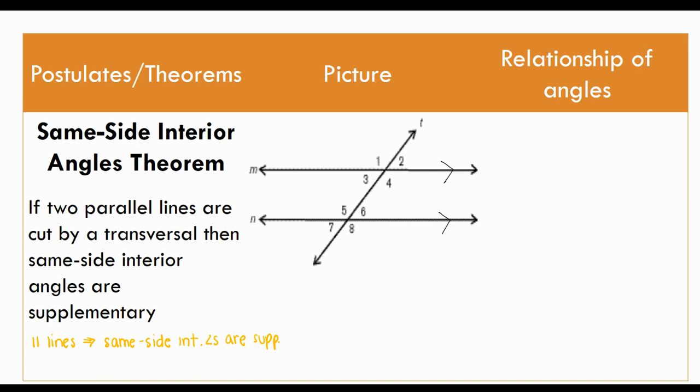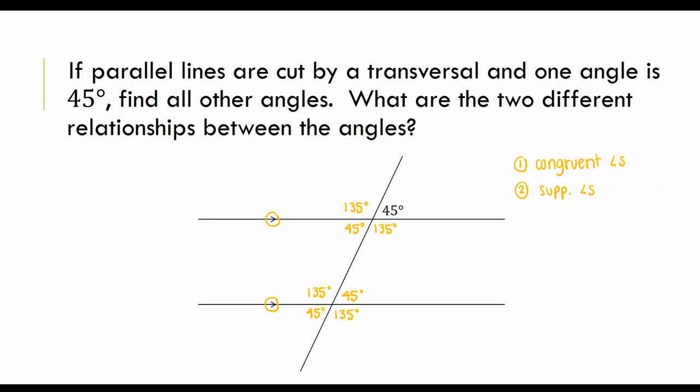So notice that in this picture, I've got 4 different interior angles. 3 and 5 are on the same side. So I'm not saying angle 3 is congruent to 5. I'm saying angle 3 is supplementary to angle 5. And then 4 and 6, they are same side interior. So angle 4 is supplementary to angle 6. And if I actually go back to the last problem, notice that, hey, these two angles are same side interior. One is 135, one is 45. They add up to 180. They're supplementary.